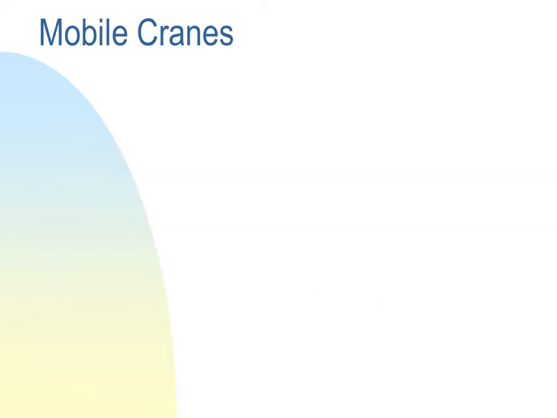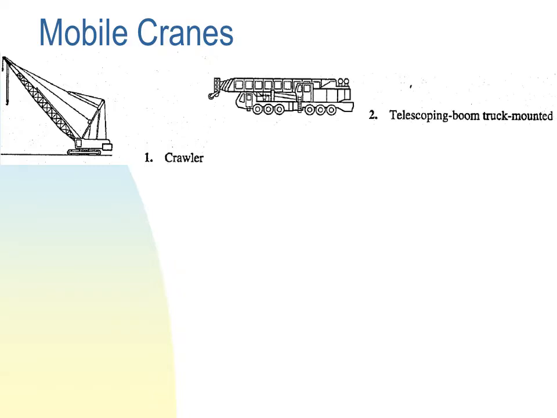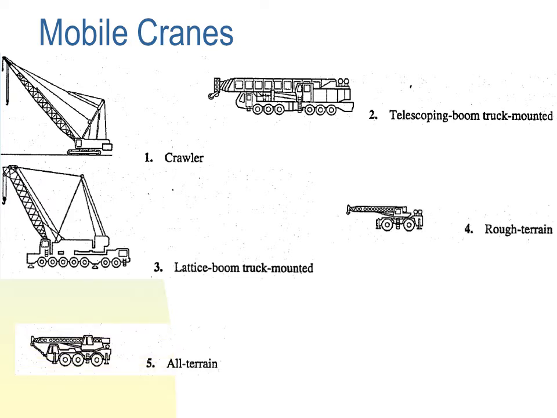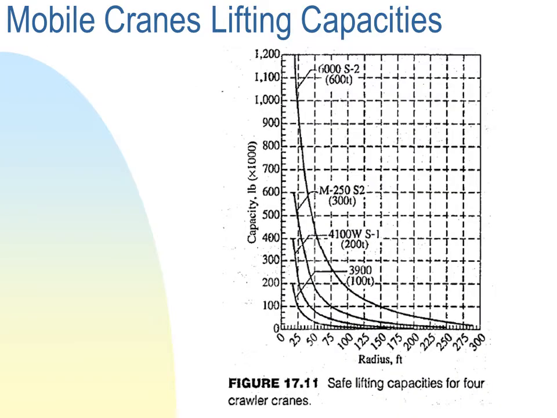Mobile cranes could have different configurations. They could be crawler, they could be telescopic boom truck mounted, they could be lattice boom truck mounted, they could work on rough terrains, they could work on all terrains, or they could be modified cranes for heavy lifting. And as you could see, these are different sizes with different capacities with different technologies to tailor different needs.